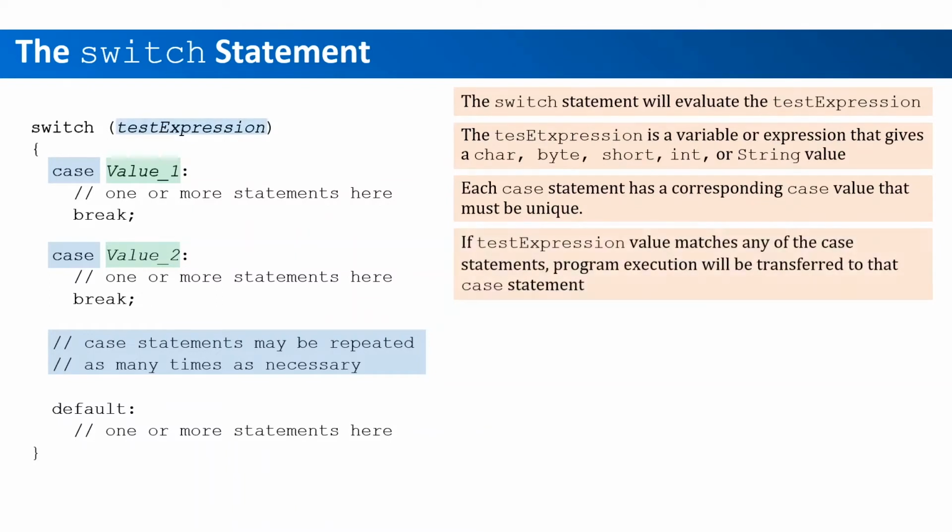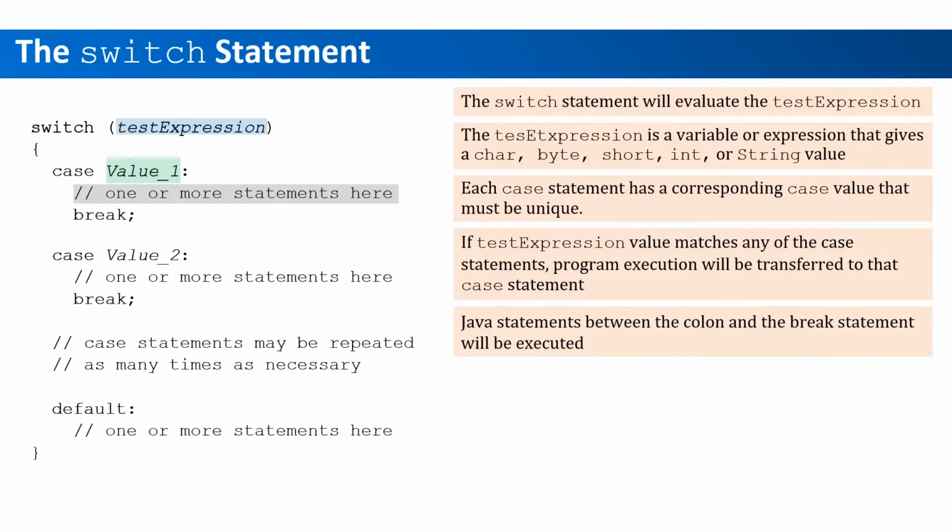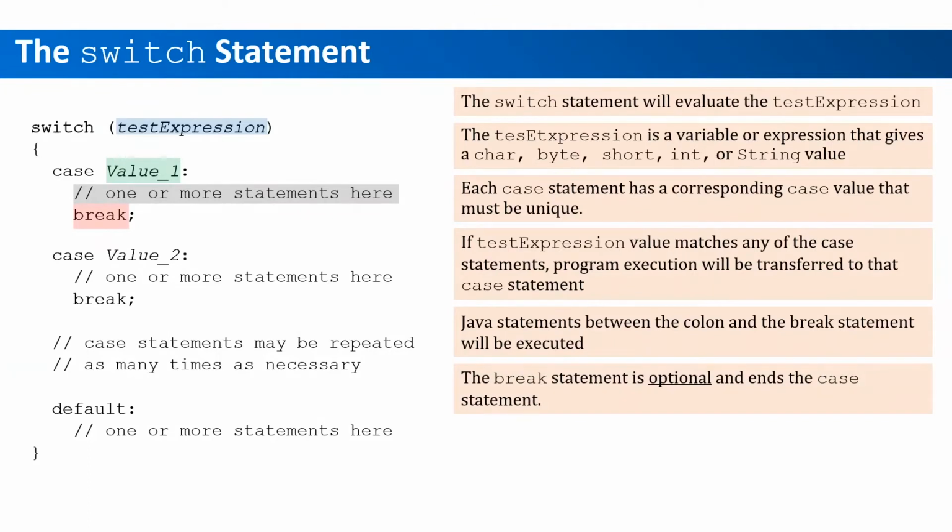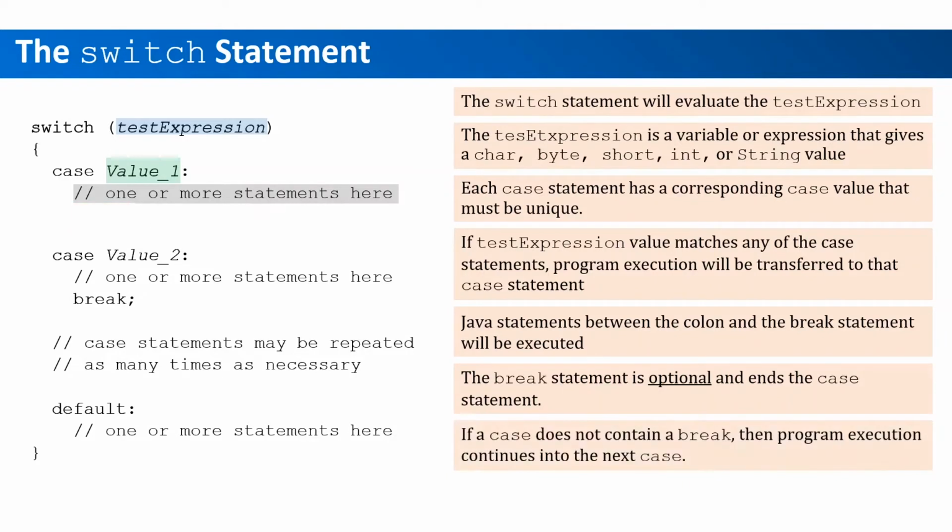If the test expression matches any of the cases, let's say value 1 for this example, the program moves to this case. The Java statements under this case are executed until a break statement is found, if it exists. The break statement is optional and is used to exit from the case statement. If the break statement is not included, Java will continue executing to the next cases until a break is found. This behavior is called fall through and, unless used properly, can cause logical errors.